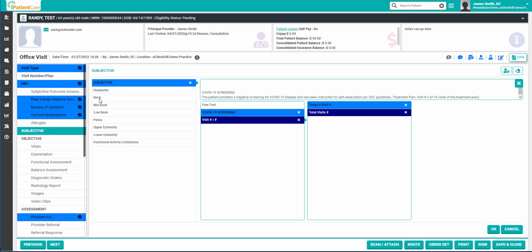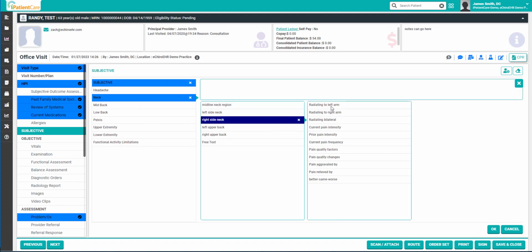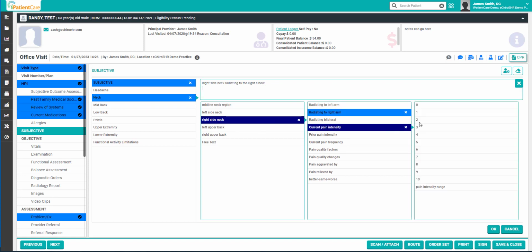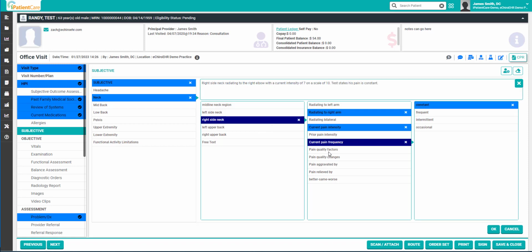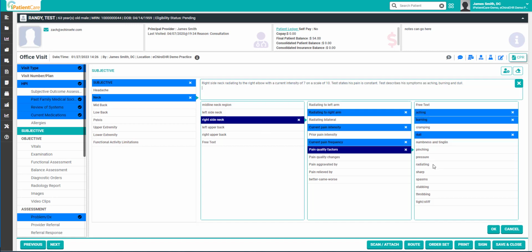Next, we'll go ahead and select our chief complaint. So let's say that patient is in with neck pain as a chief complaint. Patient is having right-sided neck pain. It's radiating into the right arm, to the right elbow. Current pain intensity on a 0 to 10 is at a 7. The current pain frequency is constant. And we've got pain quality factors of aching and burning and dull pain, sharp and radiating.